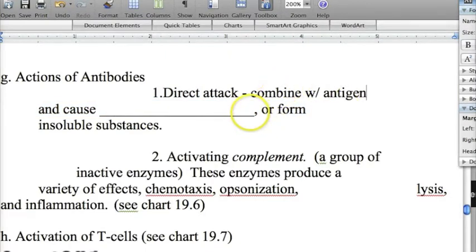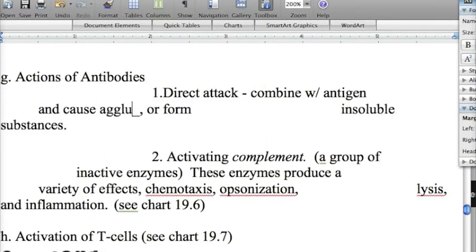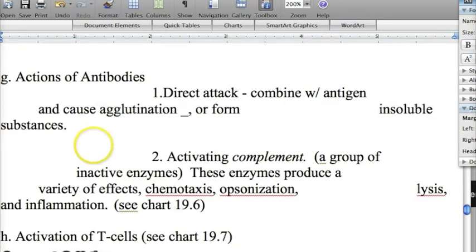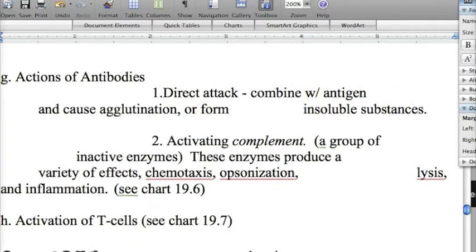They cause agglutination. Remember when we were talking about blood and different things, agglutination is just that clumping of the cells up together, and it's basically going to form a substance that a macrophage would recognize. But they also can form insoluble substances. And then the other action that antibodies can do is they can create an activating complement.